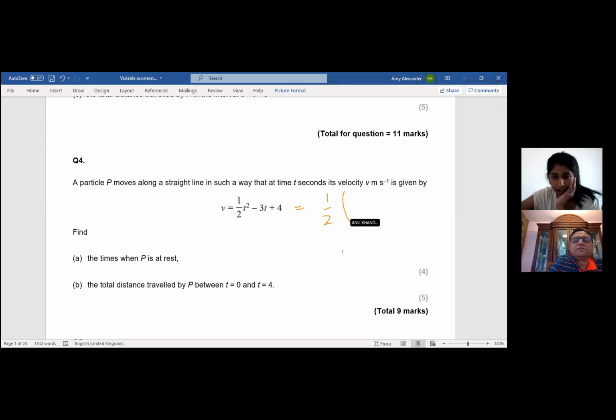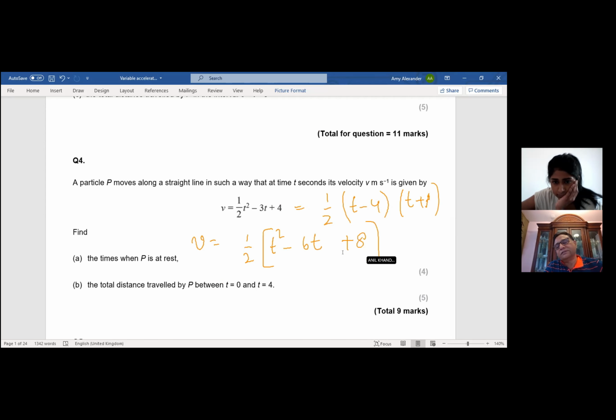Sorry, I cannot erase this. Let me do it like this. So when you take half as a common factor, we get t squared minus 6t plus 8, right? Let's go like that. Is that clear?